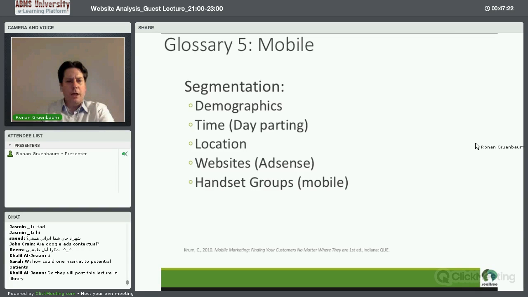To answer Sarah's question, how could one market to potential patients? There's all kinds of restrictions on how one markets to patients, but I will give you a hint of some research I did 3 years ago, in a pharmaceutical organization in Northern Europe, where you're not allowed to specifically market to patients. You're not allowed to market pharmaceuticals to patients.